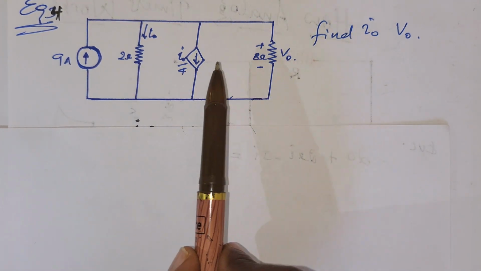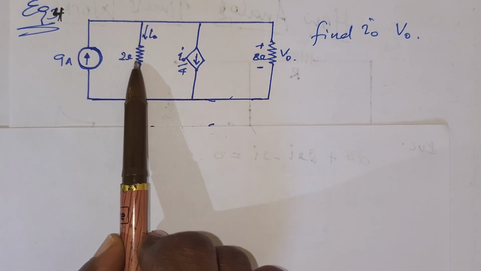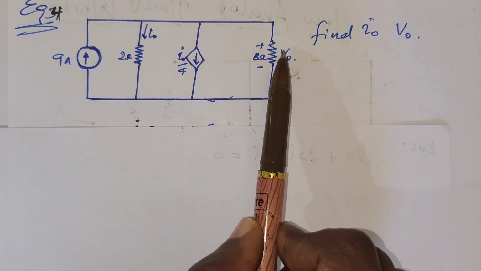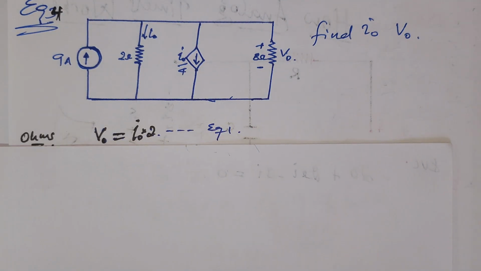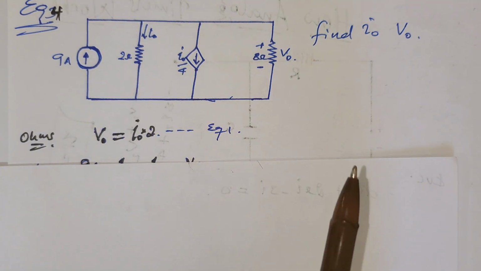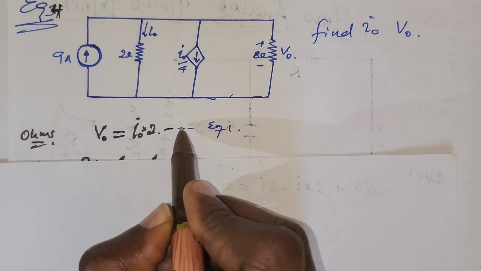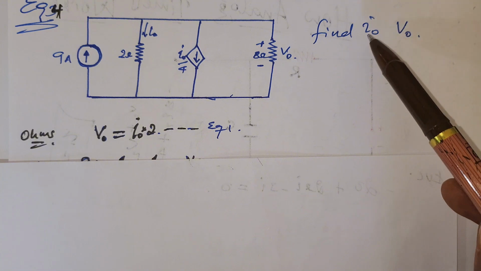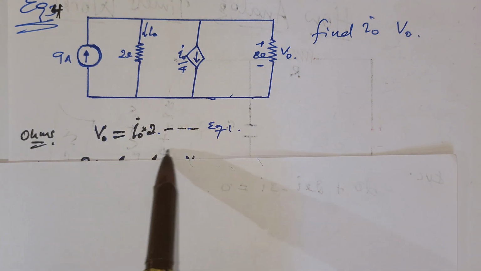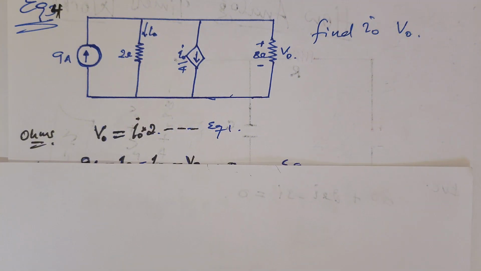So V naught is equal to I naught times 2. The voltage on this branch is 2 times I naught. So we can express V naught as I naught times 2, to express the voltage in terms of the current. We can call this equation 1. We are asked to find I naught and V naught, so we have to make an equation which relates the two variables.